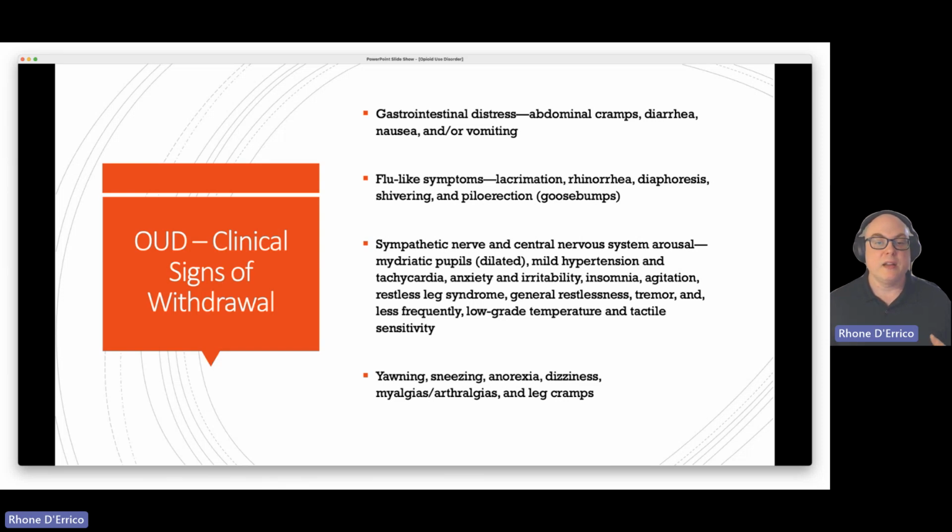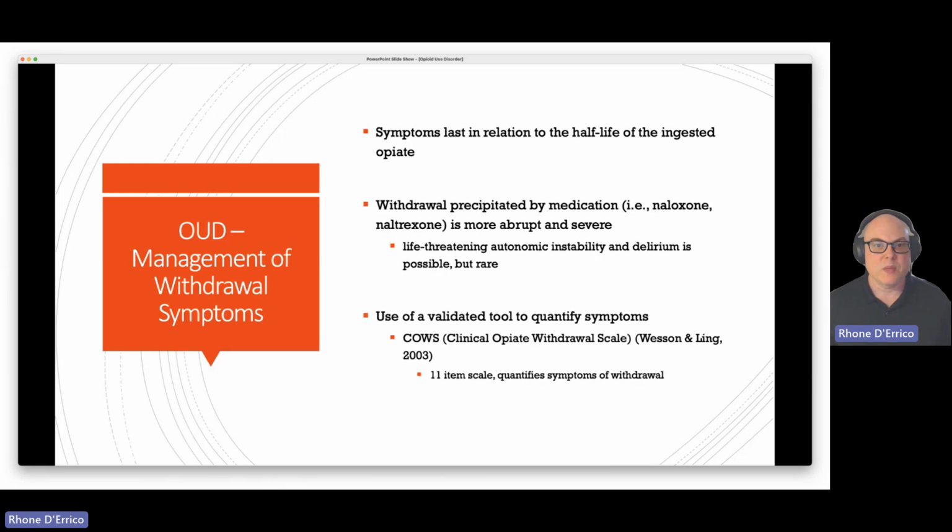And then you see yawning. That's a very clear sign of opioid withdrawal. They do a lot of yawning, sneezing, anorexia. They just don't want to eat. Dizzy, a lot of body aches, muscle aches, joint aches, and leg cramps. So you see a lot of just physical malaise, and they just physically feel terrible.